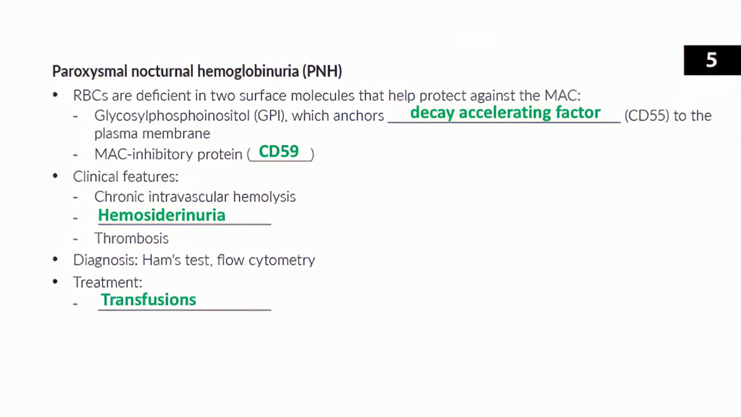These patients need transfusions because of the hemolysis. We also anticoagulate them with warfarin because of the risk of thrombosis. And then there's a drug called eculizumab, which is a monoclonal antibody that inhibits complement and prevents it from attacking red blood cells. But eculizumab costs several hundreds of thousands of dollars a year.